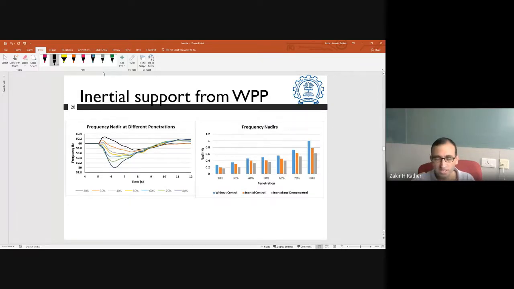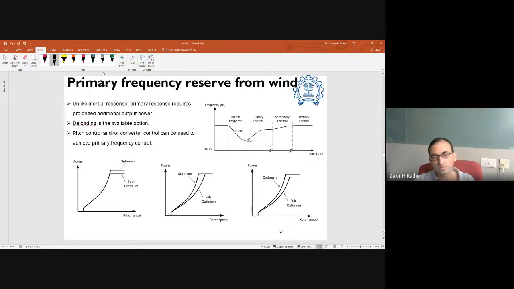And this is one of the studies we did here at IIT Bombay, which shows these different frequency curves, and this shows the penetration versus frequency nadir, that's the worst frequency. And if you see this inertial plus droop control, which I was explaining in the previous slide, you have the best nadir in all the cases. This is the base case without any inertial control. This is with only the df by dt loop. This is with both the df by dt plus delta f loop of the inertial controller, and you are able to maintain the frequency nadir at a higher, or you can say improved level, compared to if you would not have inertial response from these wind turbine generators.